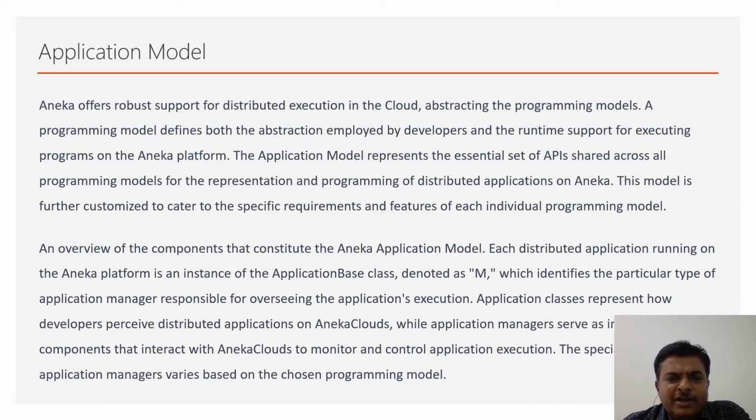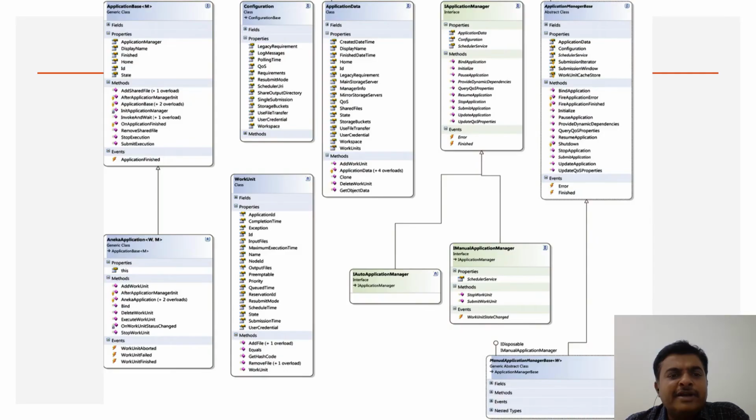An overview of the components that constitute the Aneka application model. Each distributed application running on the Aneka platform is an instance of the application-based class denoted as AM, which identifies the particular type of application manager responsible for overseeing the application's execution. We'll see a small diagram here, which has several folder structures, showing how the application is being managed using the Aneka software development kit.